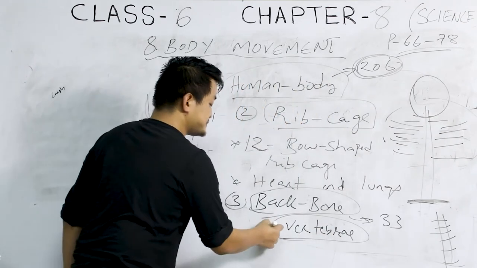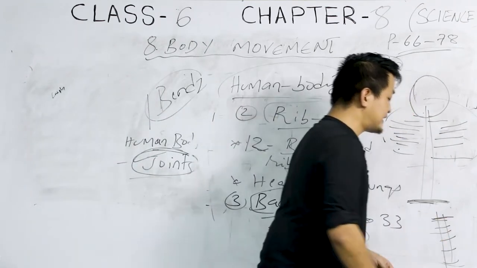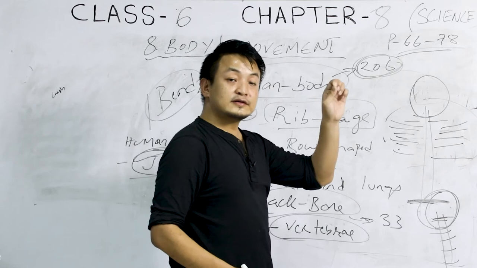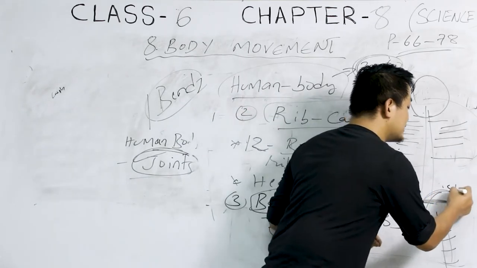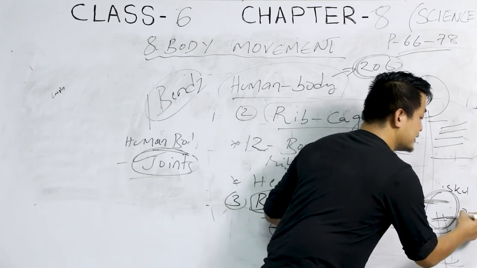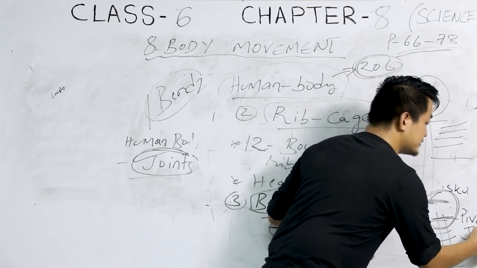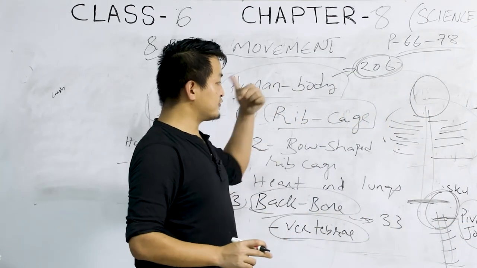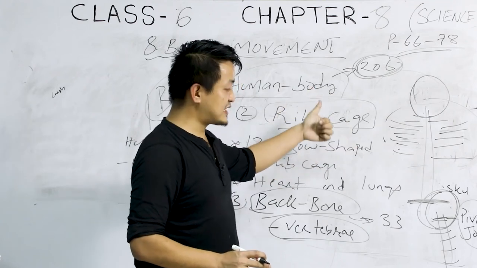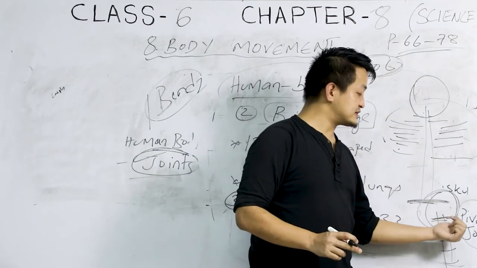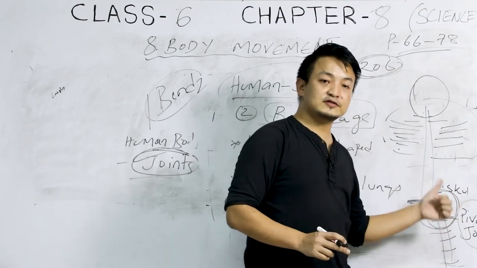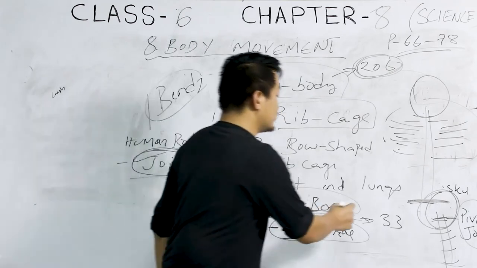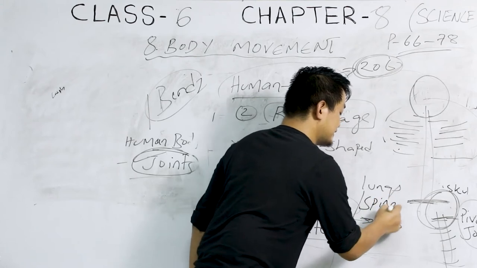Okay, so students, the first two parts of our vertebrae are attached with the skull. And the joint which connects our skull and our backbone is a pivot joint, okay? Pivot joint. So you have to keep this in mind. I have already discussed the fixed joint, that is the first type of joint. Now the second joint we have already discussed is the pivot joint, okay? Here we have discussed the backbone, and the backbone is known as the spine.